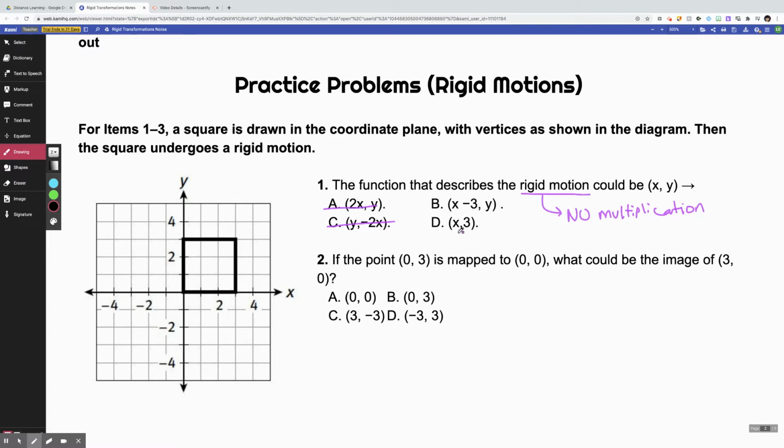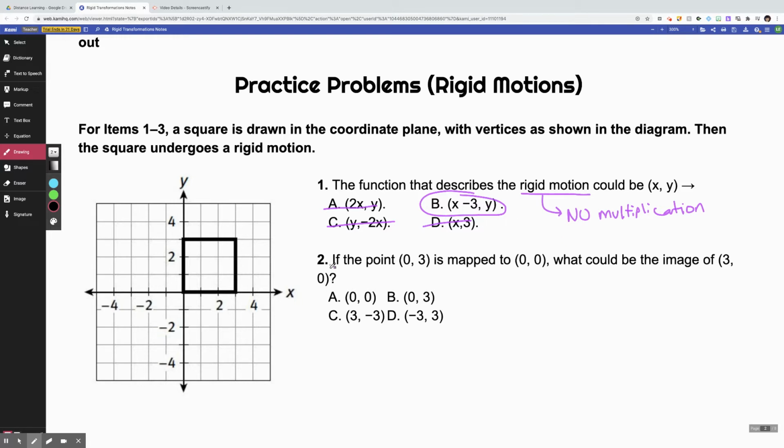What D is doing, notice you have the X values that stay the same, but the Y values are all turning into the number 3. So that would be like turning the shape into a line because all the Y values would be the same. So that changed the shape, right? Remember, rigid motions can't change the size or shape. So my only answer that I have left is this one, which is a translation, right? I just took my X values and moved them 3 units to the right or to the left, and then I didn't change my Y values at all, okay?